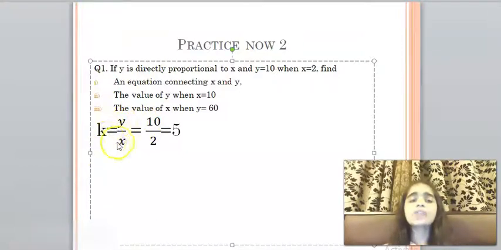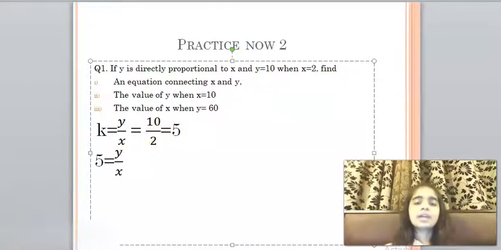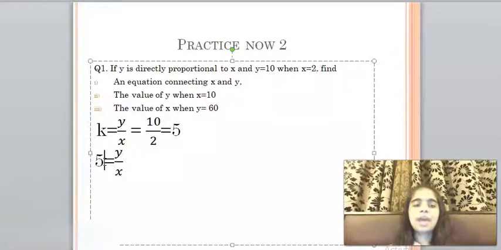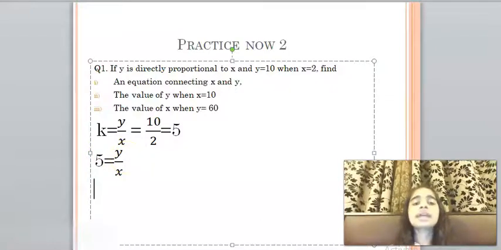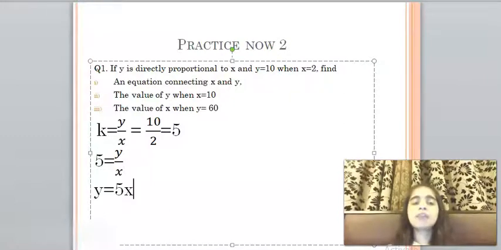So we already have an equation in terms of x and y, which says k equals y upon x. So now we can clearly say that 5 equals y upon x. Now let's multiply both sides of the equation by x. So 5 multiplied by x and y multiplied by x. When I multiply y by x, it would eventually become y. And when I multiply 5 by x, it would become 5x. So the equation which connects x and y will be y equals 5x. So here we have the equation.